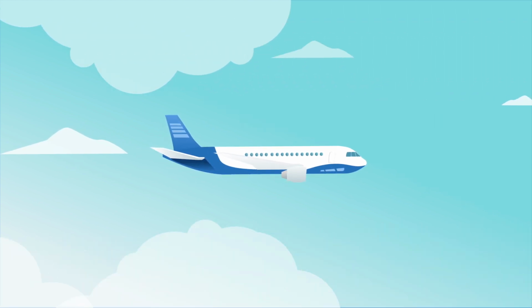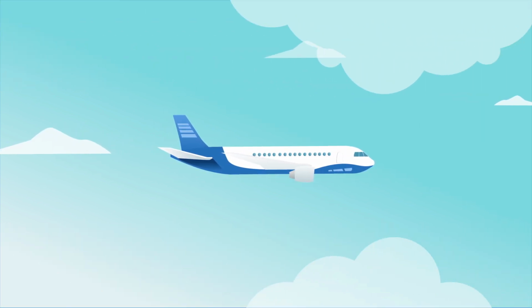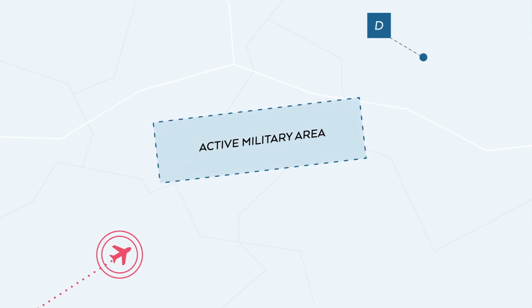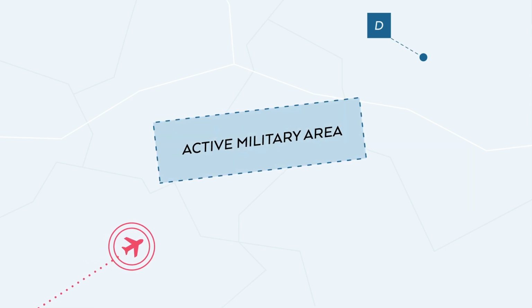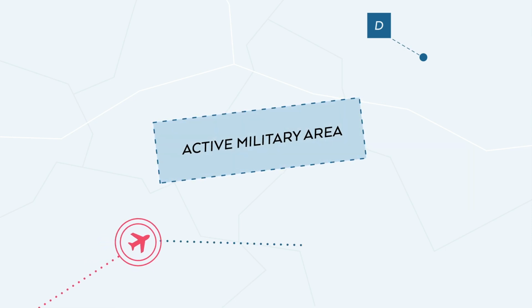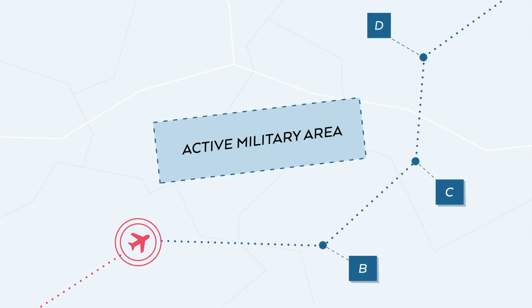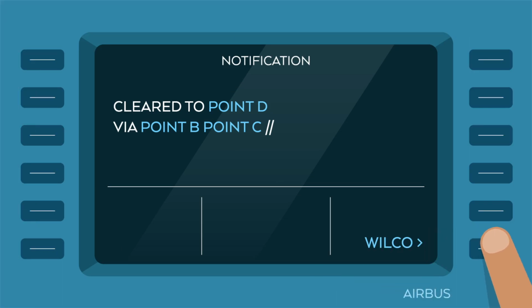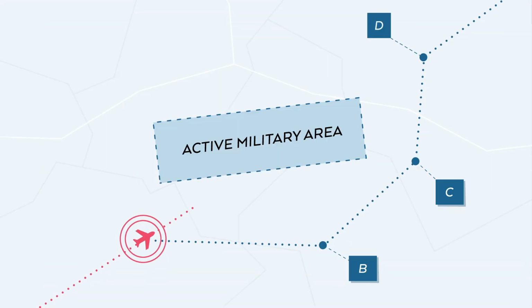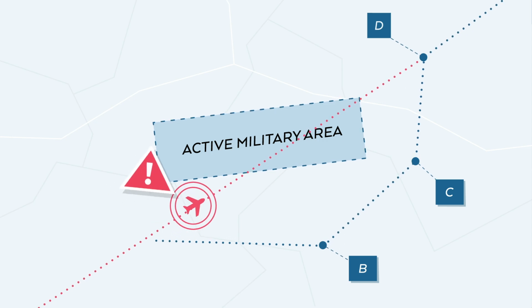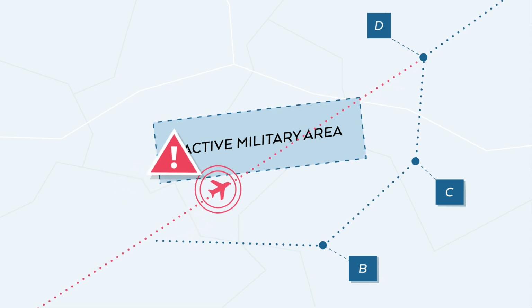A commercial jet is en route in upper airspace. On the way to point D, the aircraft needs to circumnavigate an active military airspace. So the controller clears the pilots with CPDLC to go from present position to point D via point B and point C. The pilots acknowledge the message, but instead of turning to point B, the aircraft proceeds to point D and ends up entering the military airspace.